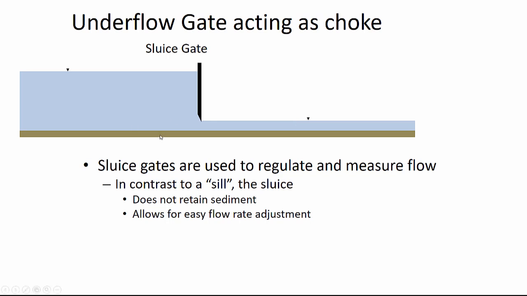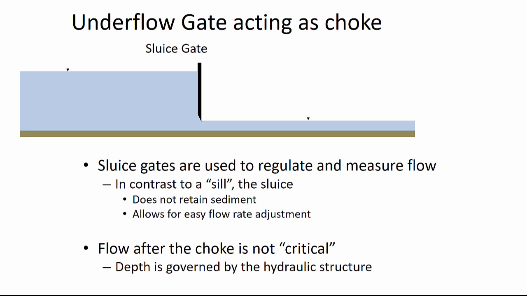And so a sluice gate like this can be used to regulate the flow and measure it. Unlike the broad-crested weir, it doesn't retain sediment, and you can raise and lower the gate to control flow conditions. So they're pretty useful in hydraulics, and they're used for a lot of different purposes.